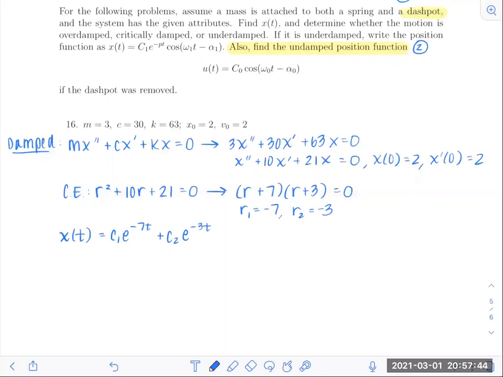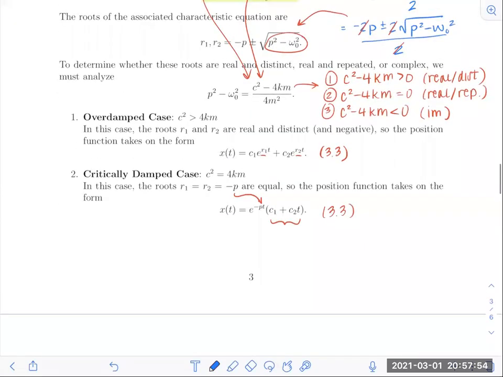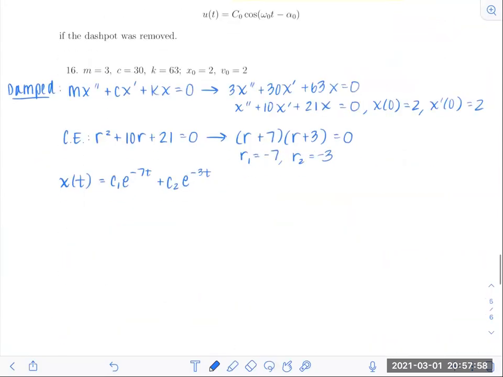But just so that we're following the directions, let's go ahead and classify what we just found, real and distinct roots. If we scroll up here, which one did that come in? That was the overdamped case. So right here at this point, we can identify this as overdamped. But like I mentioned, I'm not going to ask you to classify these on quizzes and exams. I just want you to be able to solve them.